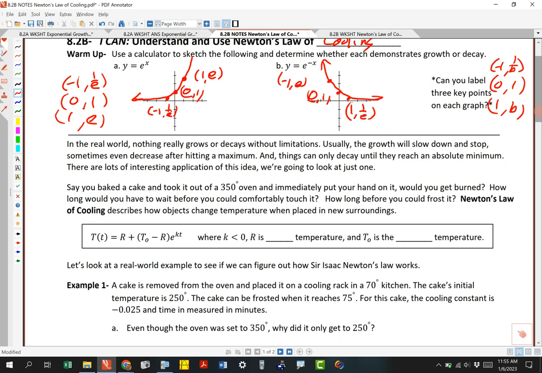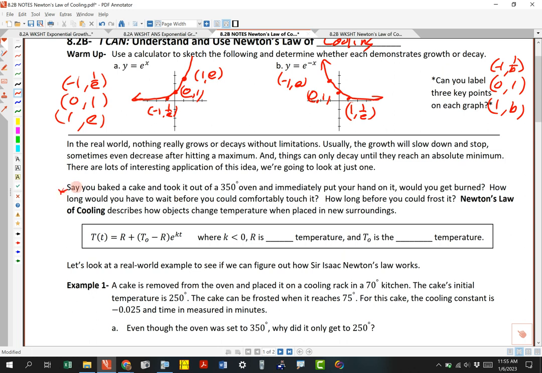All right, so here's the deal with what we're doing today. Okay, in the real world, nothing grows or decays in an uninhibited way, no limitations or anything like that. Usually, whether they grow or they decay, get bigger, get smaller, increase or decrease, there's usually some limit to it, so they eventually slow down and they stop to some degree.